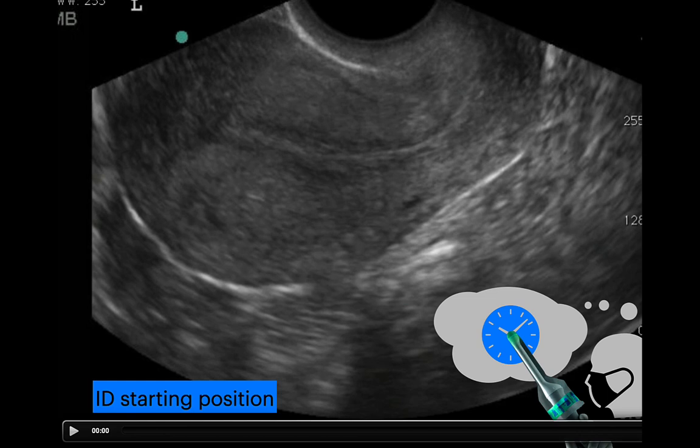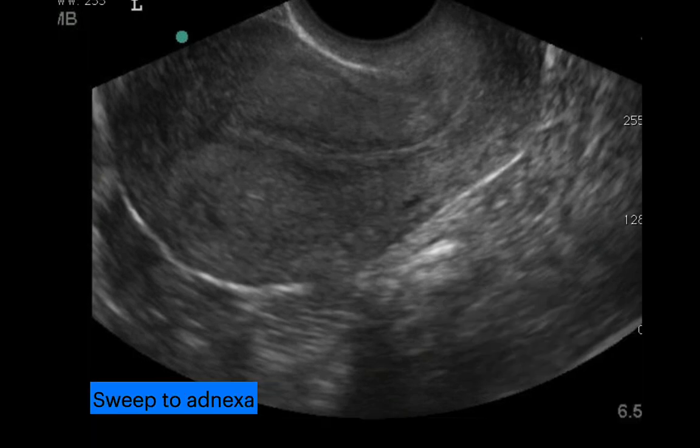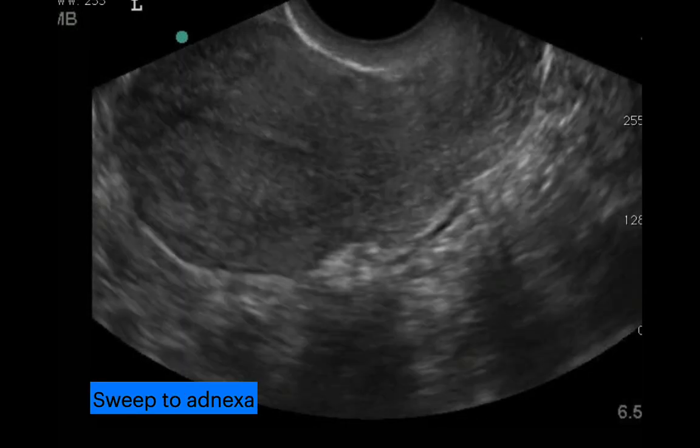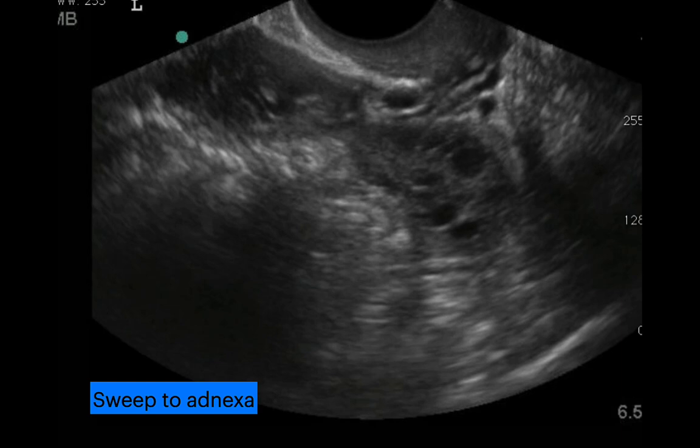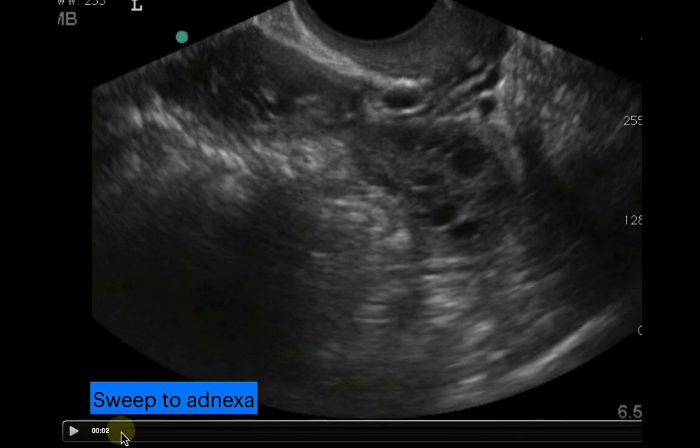You probably pushed the probe in too far, so you can just put your hand back to where it was, and then there's uterus on the screen, okay? So that's first, and then you want to sweep to the adnexa. So this is a little fast, but they're sweeping from side to side, and they find this on one side, and there's an identical looking one on the other.